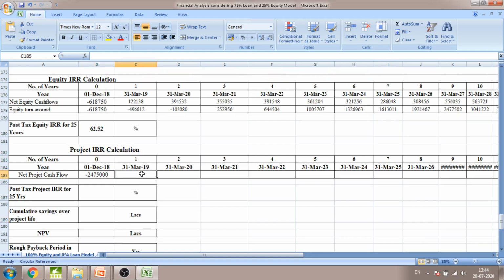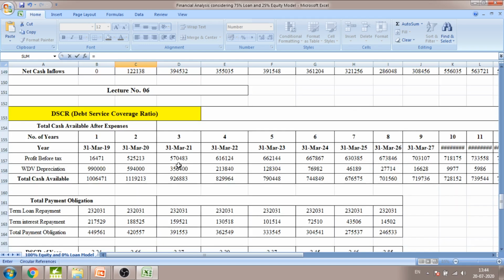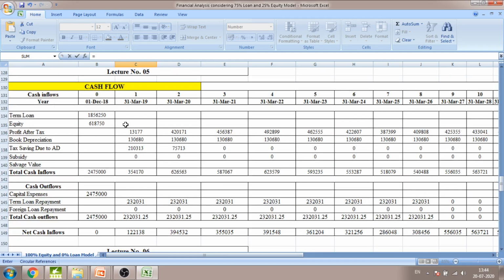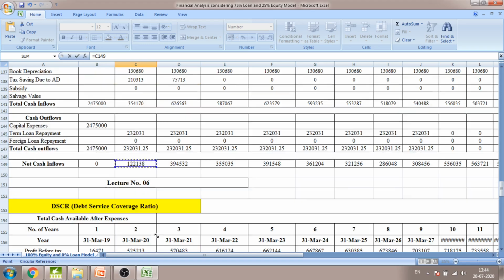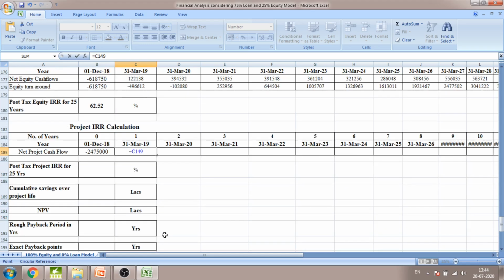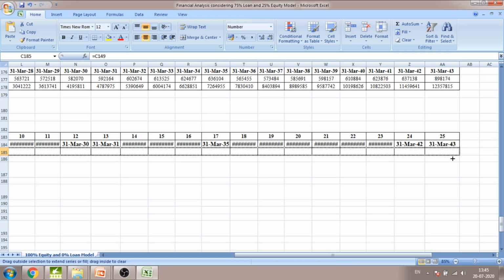From the first year onward, we copy the value of the net cash flow that we have calculated in lecture number 5. The total cash flow in the first year is 1,22,138 rupees. This total cash flow we copy here up to the 25 years.